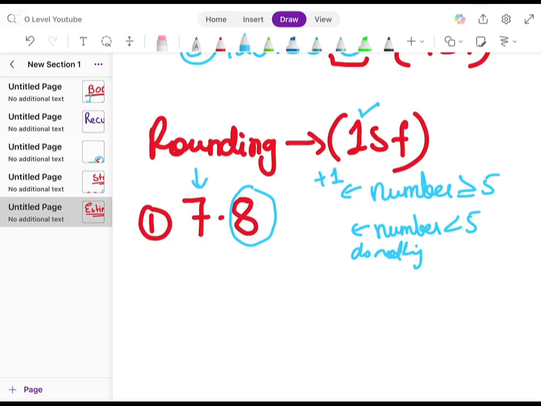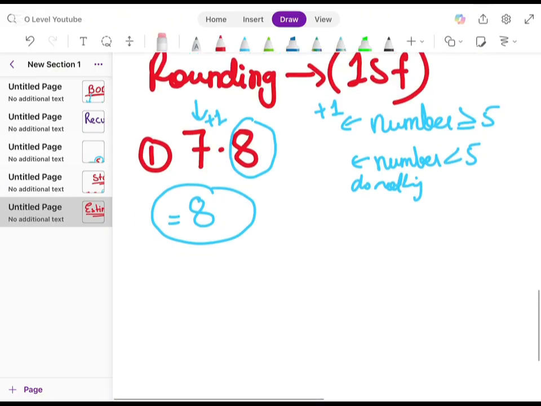What does this mean, do nothing? I will tell you. Right now the number is 8. We have to convert into one significant figure, and the first significant number is 7. After 7 I have a number that is 8, and that is bigger than 5. So I will add 1. So 7 plus 1 will become 8, and you don't need to write anything else. This will be your final answer, because if you write point 0, it is considered an unnecessary 0 and it will become two significant figures. We need one significant figure, so you don't need to write point 0. So your final answer will be 8.